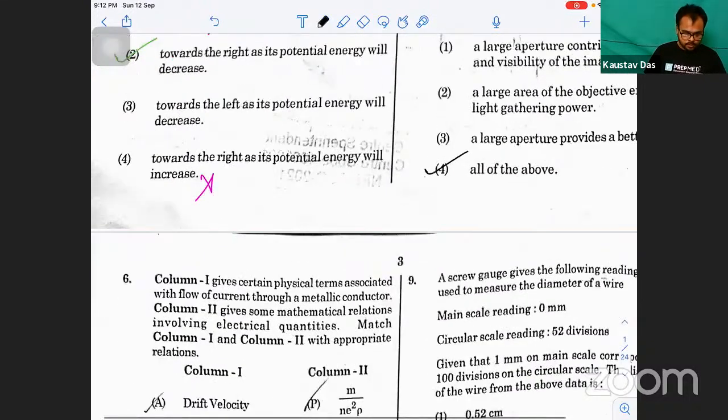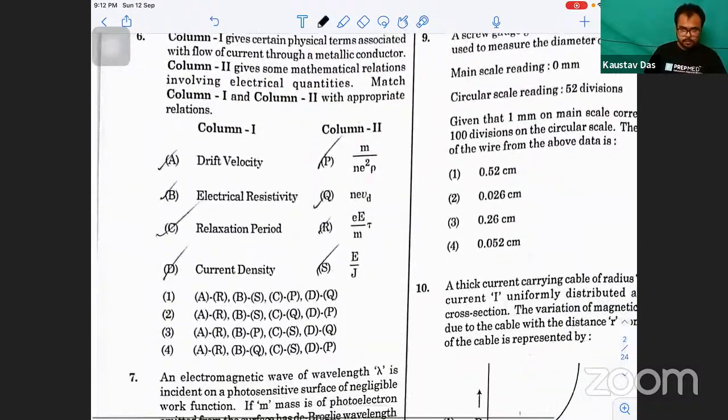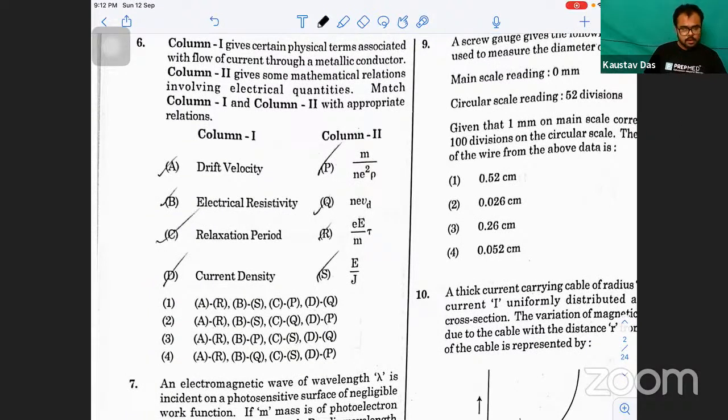Now come to question number 6. Here in question number 6, if you start thinking from the options, you are going to waste your time. In this type of match the following question, you need to check first those parameters which you are quite familiar with. So here the relaxation time is going to be tau.